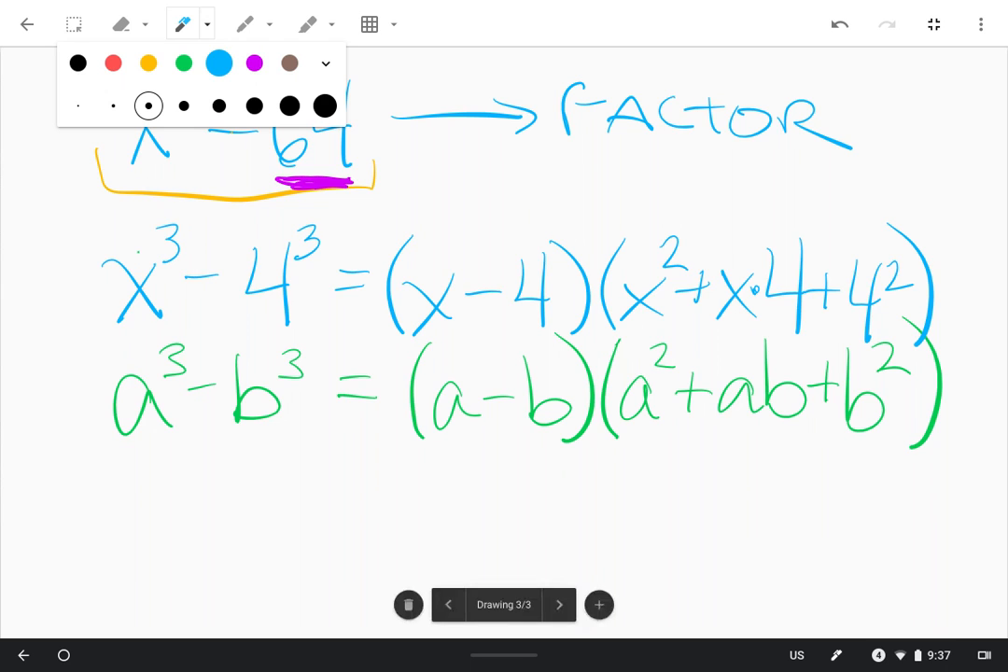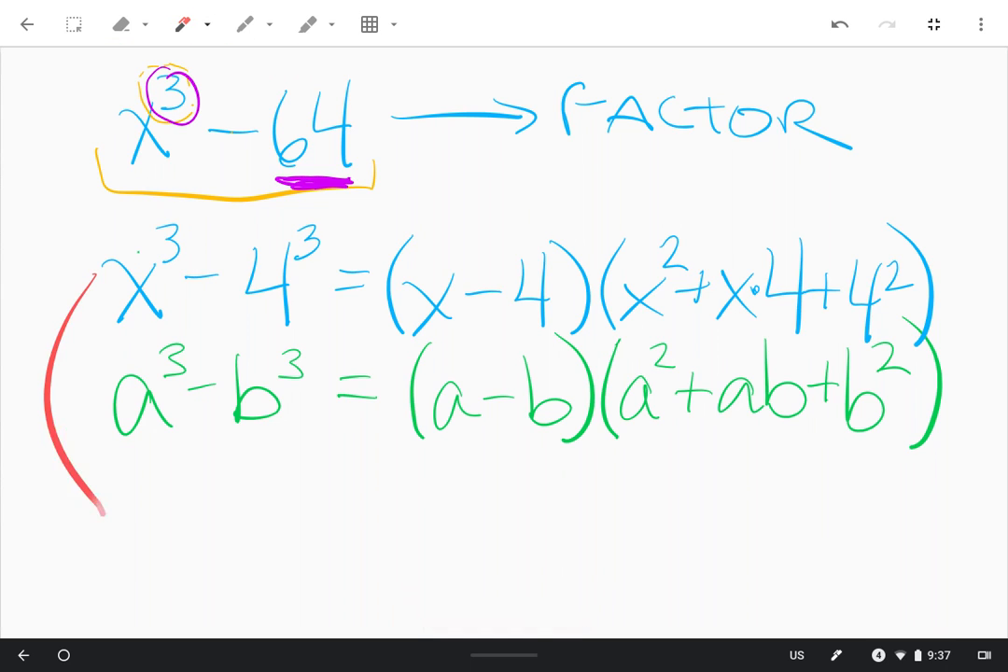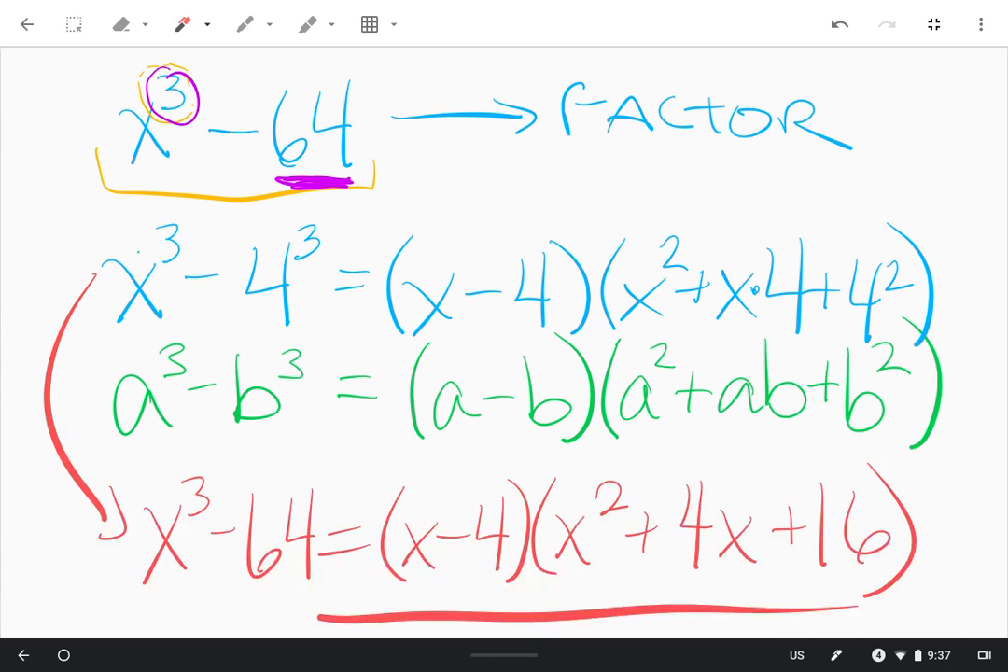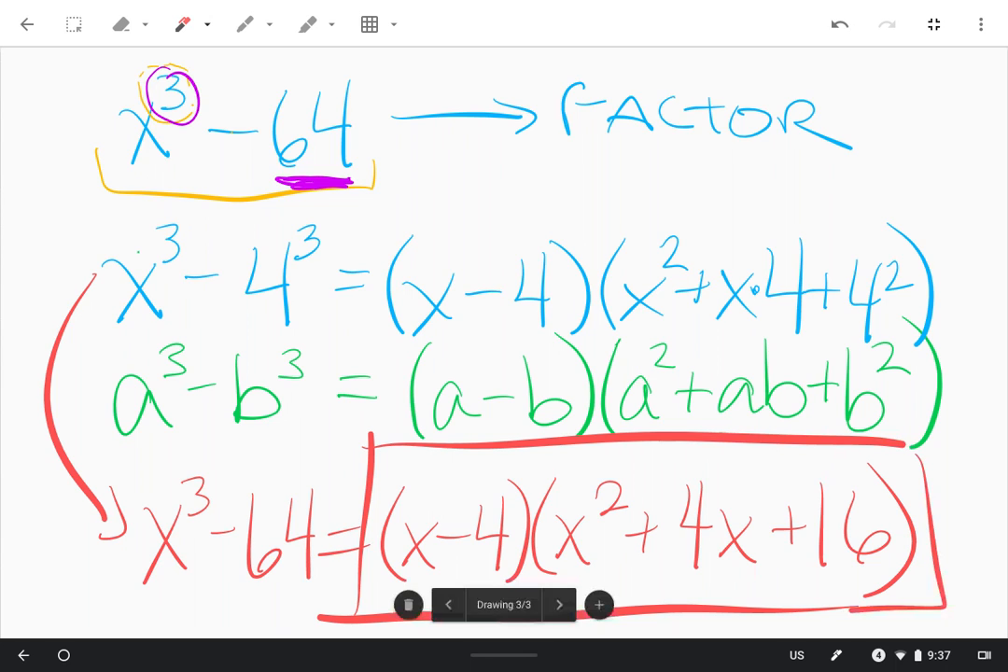Okay, so the actual last step that we need to do is simplify what we have here. So again, x to the third minus 64 is equal to, that first parentheses is fine, x minus 4, x squared. X times 4 needs to be rewritten as 4x, and 4 squared needs to be rewritten as 16. And so this would be the factored form of x to the third minus 64. I'm going to do one example of each.